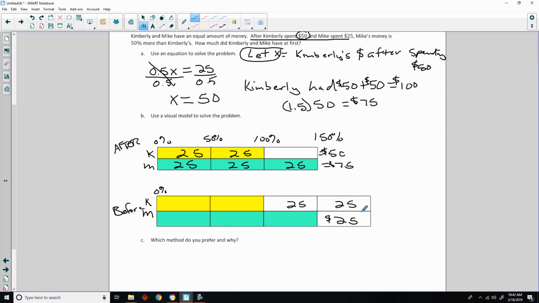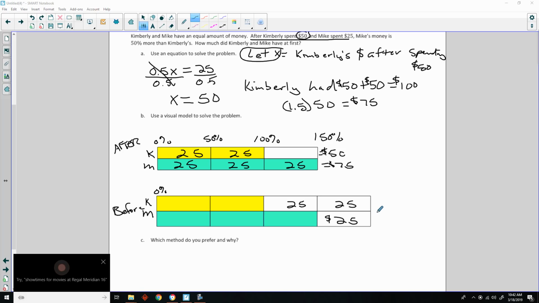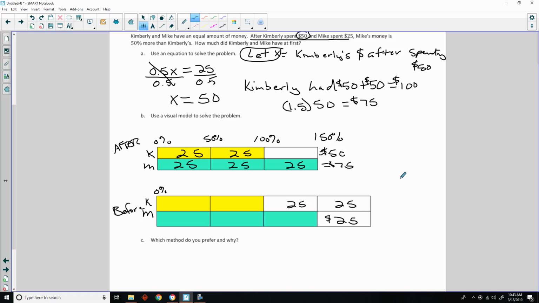Which method do you prefer and why? I'm not going to answer that for you. I prefer the algebraic version. I prefer to just use an equation and say 50% of some value equals 25 and solve for that value. Much easier, I think, than drawing a diagram, but that's up to you.